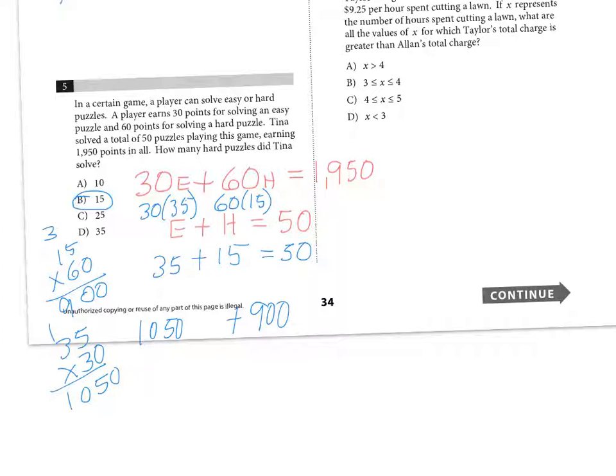When you add 1050 plus 900, is that 1950? And the answer is yes. So therefore, that's how you can check what the answer should be. Okay?